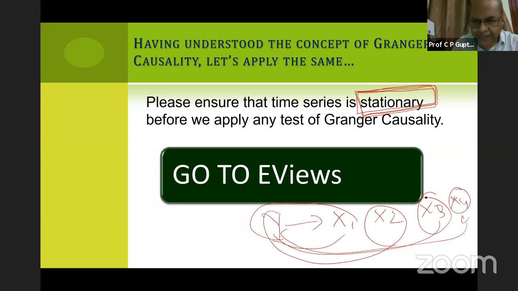Many students are asking me, can you apply Granger causality in panel data? I'm again repeating it, you cannot do that. If you want to do it, then you have to come out with the time series structure in your panel. Ignore the individual behavior. Okay.